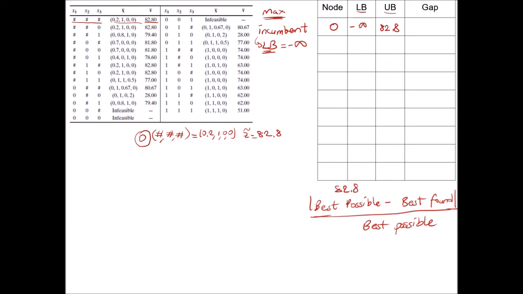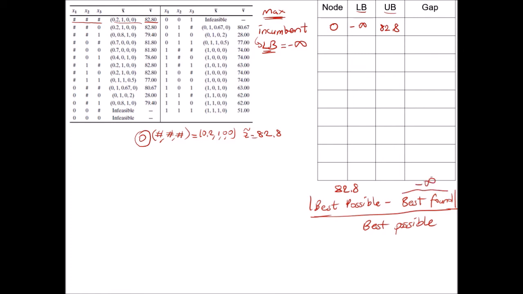And look, for a minimization and maximization, best possible and best found values will be different. For a maximization problem, best possible will be larger than best found. But for a minimization problem, best possible will be less than best found. Okay, they will be switched. And what is best found now in node 0? This value is negative infinity.